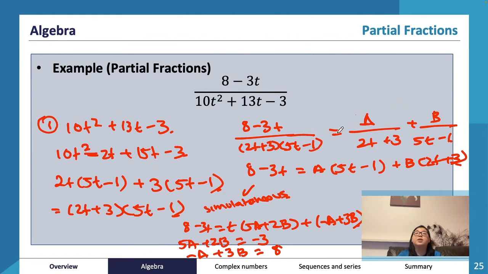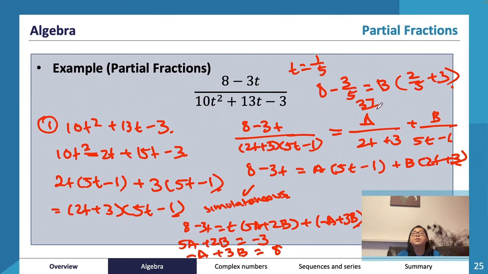Alternatively, the other method is we sub values in. You sub in the values for what you're going to get here. So if I subbed in t equals 1/5, that would cancel out that part. So I would just get 8 minus 3 over 5 equivalent to b times 2 over 5 plus 3. So 8 is 40 over 5, minus 3 is 37 over 5.